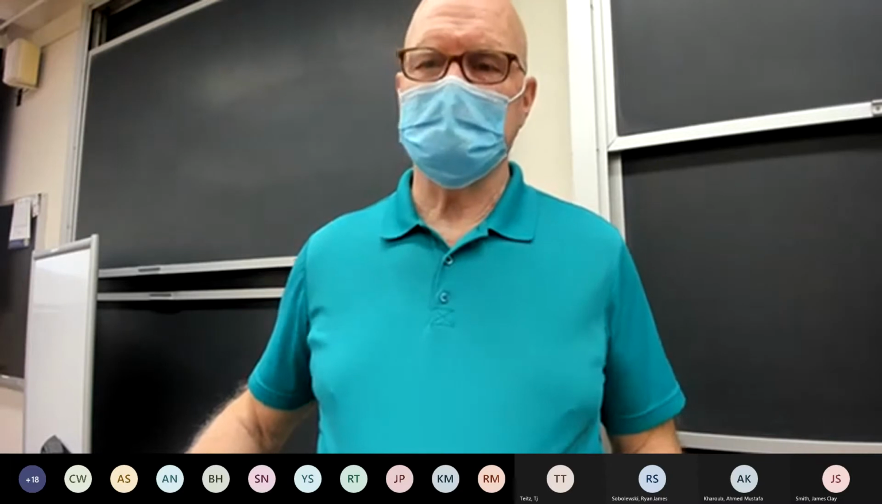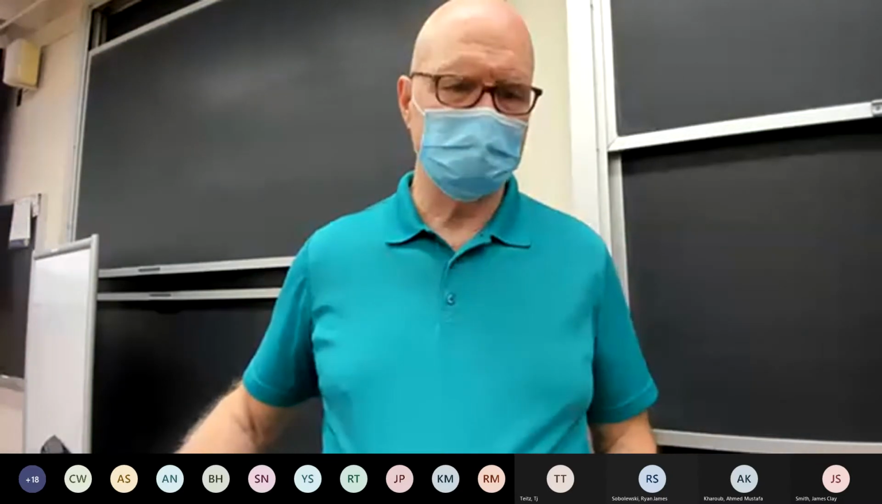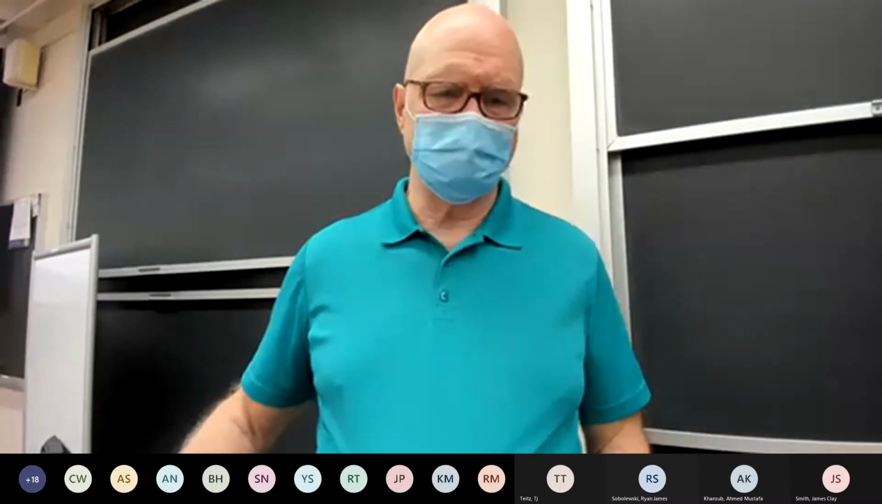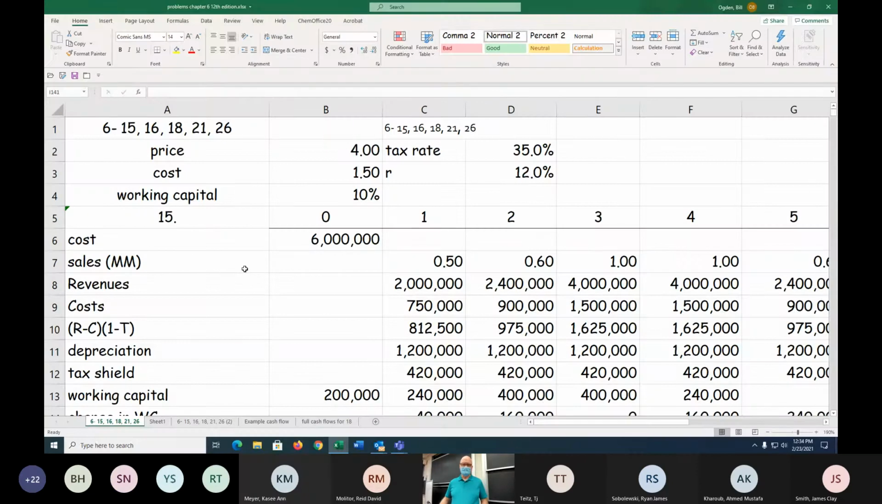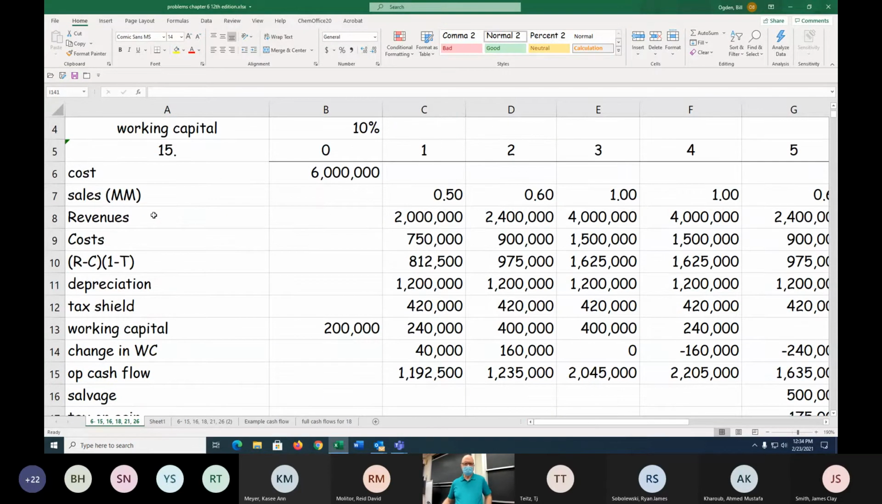Let's share my desktop. All right, let's go over these problems. Start with number 15. You had $500,000 in sales at $4 a unit and $1.50 a unit for the costs.